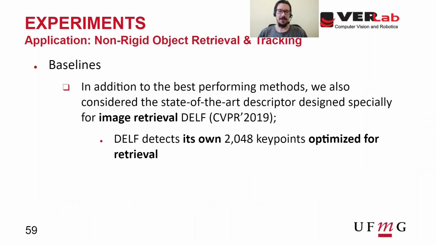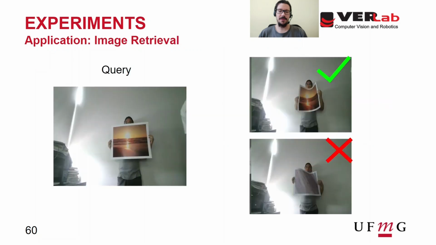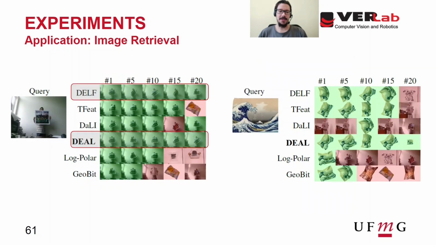In addition to the standard metrics, we evaluated descriptors in two practical applications, non-rigid object retrieval and non-rigid tracking. We also include in the comparisons the state-of-the-art descriptor for image retrieval, DELF. DELF uses its own detected 2048 key points optimized for retrieval. In the image retrieval task, given the reference image of a deformable object, the descriptors are used to search images of that object in a large database.